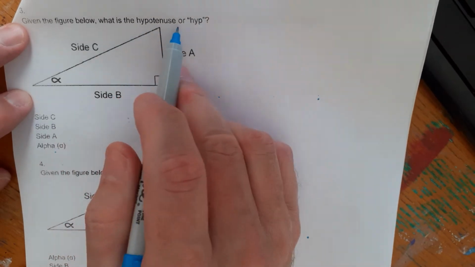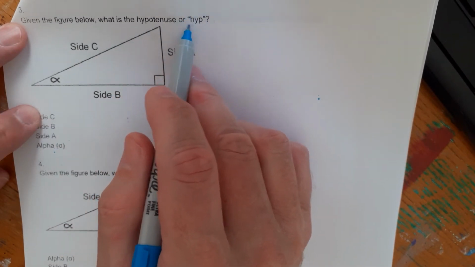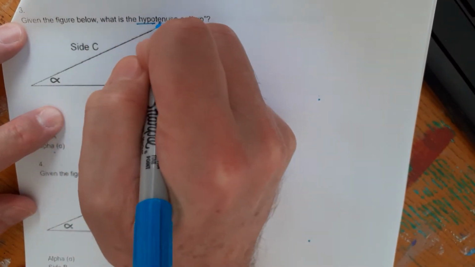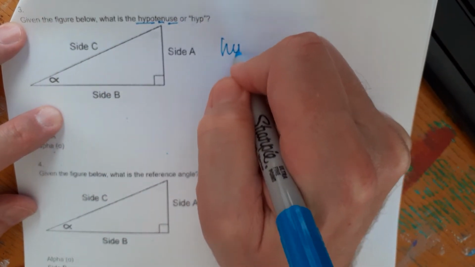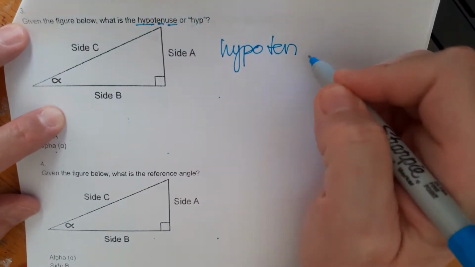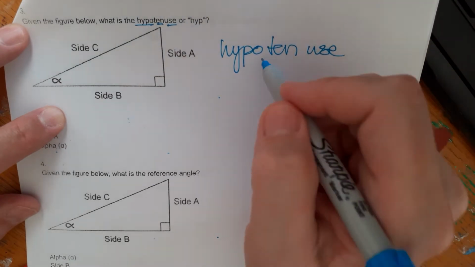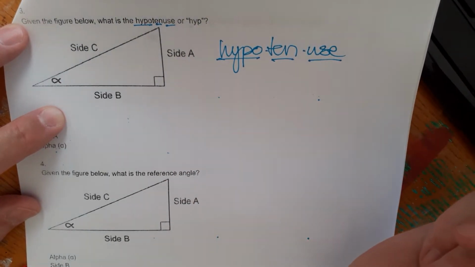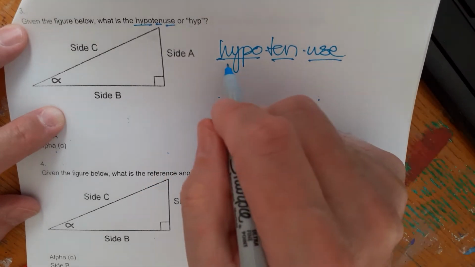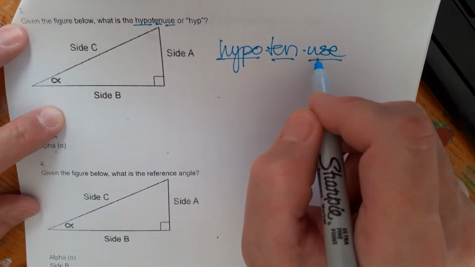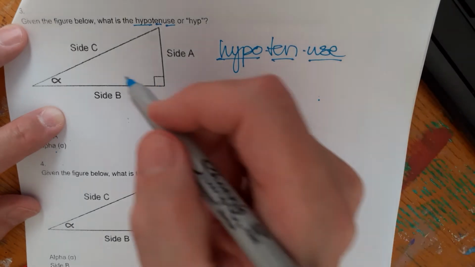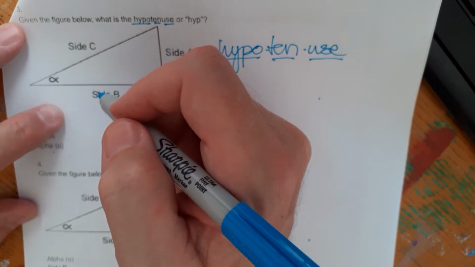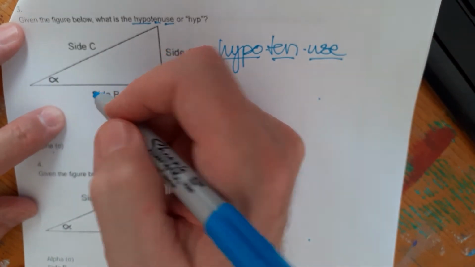Given the figure below, what is the hypotenuse, or hype? I'm going to abbreviate it hype. Notice how it's spelled, hypo, ten, and use, right? H-Y-P-O is hypo, and the word ten, T-E-N, and use, U-S-E. This helps me spell it, you guys, but you don't say it that way. You're going to say it smoothly, like hypotenuse, all right? And it's a strange word because it comes from 2,000 years ago, back when the Greeks were playing around with geometry and discovering all this and naming it, right?